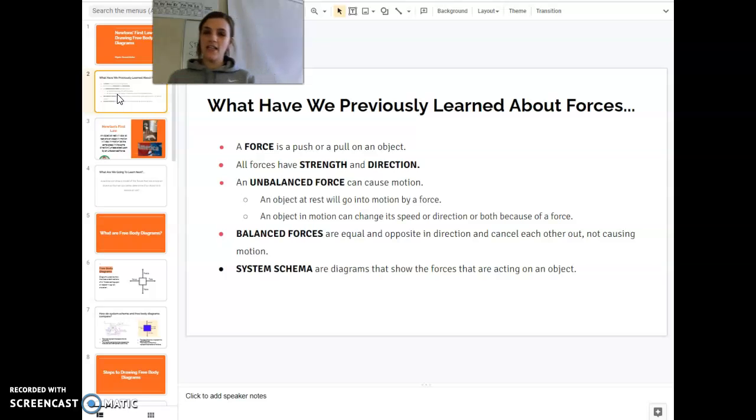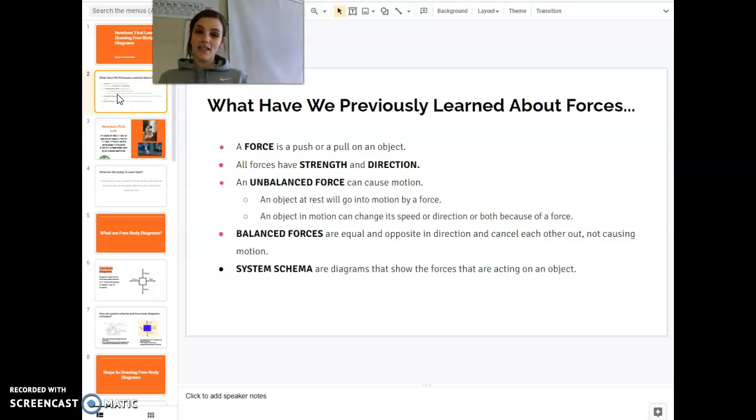Remember, forces are any kinds of pushes or pulls on an object. All forces have strength and direction. We can describe forces as being unbalanced or balanced. The difference is that unbalanced forces can cause motion, balanced forces do not. A little bit more detail about that. Unbalanced forces can cause an object that's at rest to go into motion, or it can cause an object that's in motion to change its motion.